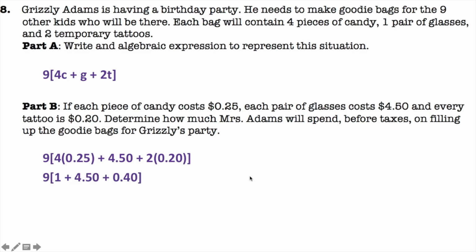And then we'll get our answer. So we have 1, which is 4 times 0.25 equals 1. Nothing was done with the 4.50 in the middle, so we just drop it down. And 2 times 0.20 is 0.40. So you can either add them up together if you want, or distribute. It's easier to add than multiply for most students, so you can do that if you want. So if you add that together, you get 5.90. Then you're distributing that 9 into the 5.90, giving you $53.10. And remember, this is a real-world problem, so make sure that you use the dollar sign in front.